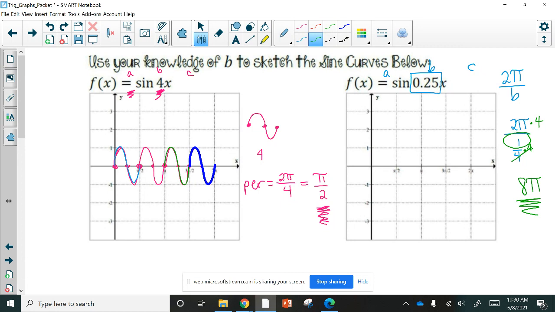This graph doesn't go to 8 pi. It only goes to 2 pi. So what do we do? Okay.